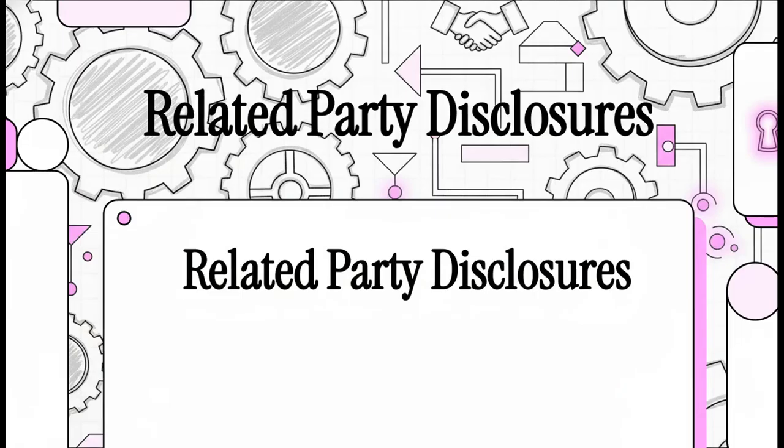Have you ever wondered how these massive corporations really operate behind the scenes? Well, there's a kind of secret language hidden in their financial reports, one that reveals all these cozy deals and hidden connections. Today, we're going to decode a huge part of that language: related party disclosures.